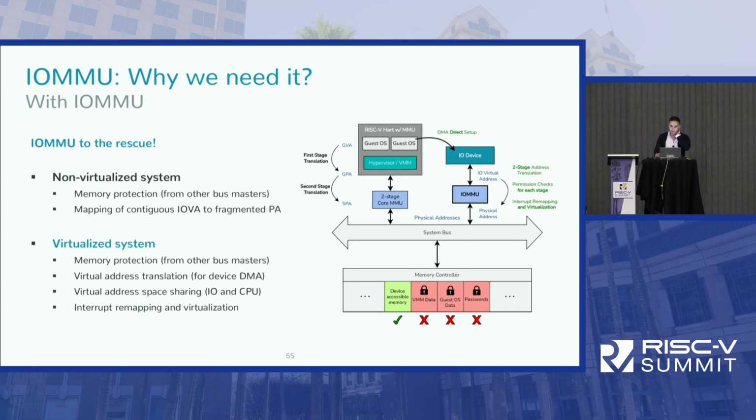The IOMMU enforces this kind of protection. In a non-virtualized system, it mostly enforces this protection. In a virtualized system, it also provides virtual address translation for the device itself and, for example, interrupt virtualization support in the case of RISC-V. And in this case, an I/O device configured with DMA is not able to access more memory than the one that is permitted by the guest memory space.